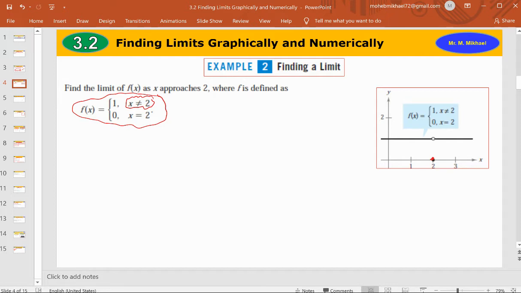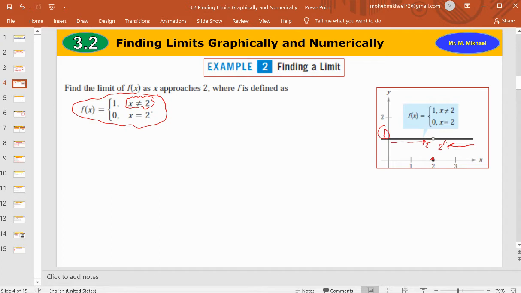Guys, look at the graph of this function. It's a constant function. Okay, and there is a hole in the graph of this function at x equals 2, because x doesn't equal 2 in the first part of this function. And as x values approach 2 from the left, the value of the function is all the time equal to 1. And as x values approach 2 from the positive direction, y or f of x is equal to 1.